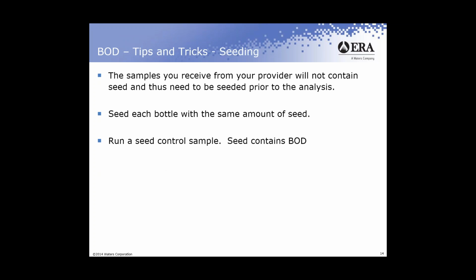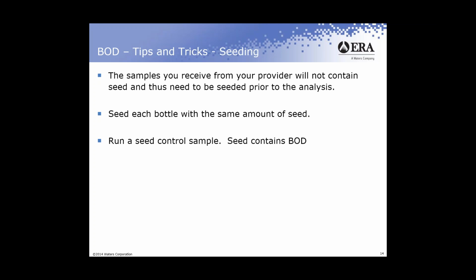So again, we talked about seeding. Depending on whether you're running your proficiency sample or your in-house samples, you may or may not need to seed that sample. A lot of raw wastes that come in, a lot of untreated effluents, have enough microorganisms in them that additional seeding isn't necessary. But if you've got treated waste, especially if you're treating it with chlorine, or your proficiency samples, they won't have seed in them. Thus, there are no microorganisms in your sample to uptake the DO, so you're going to have to seed them prior to analysis.